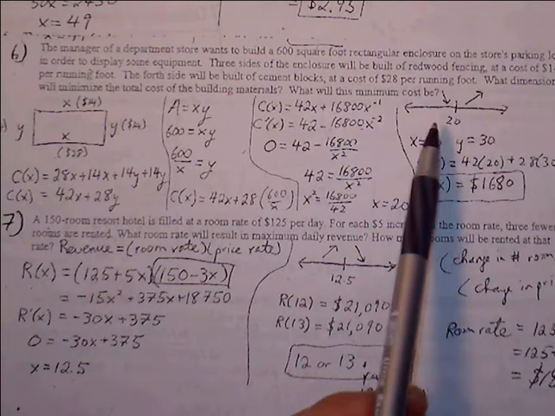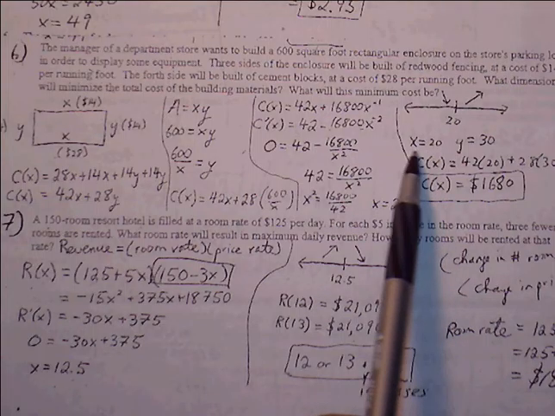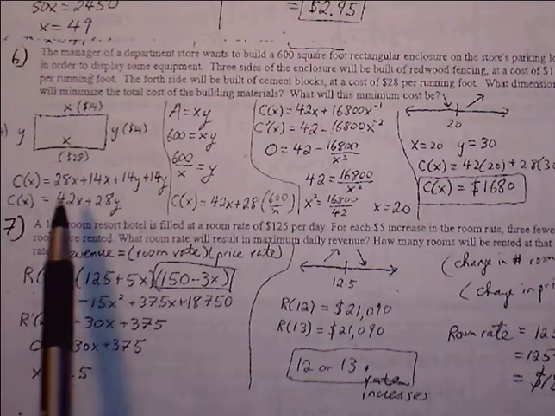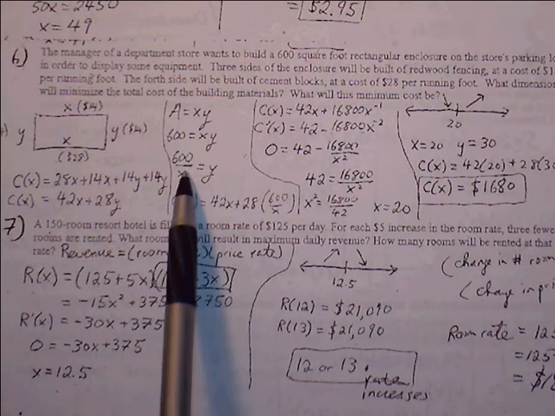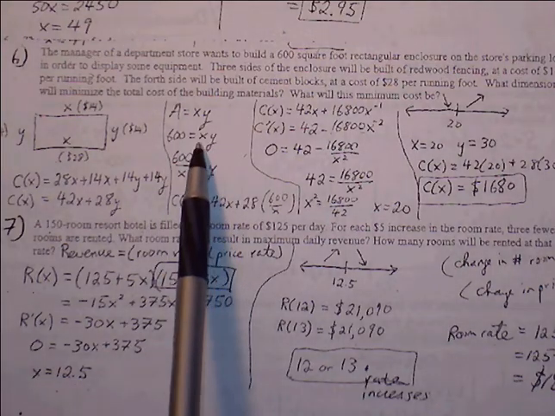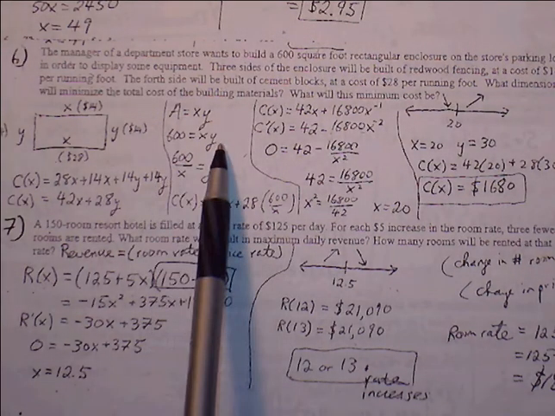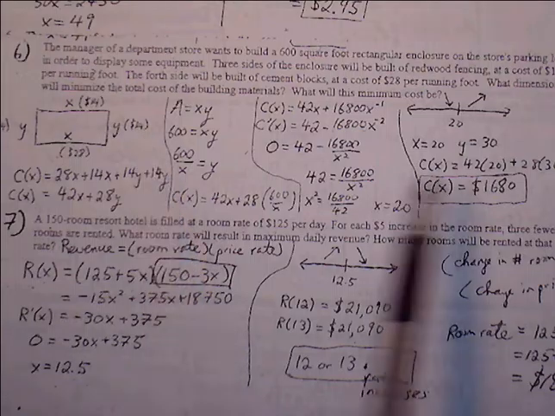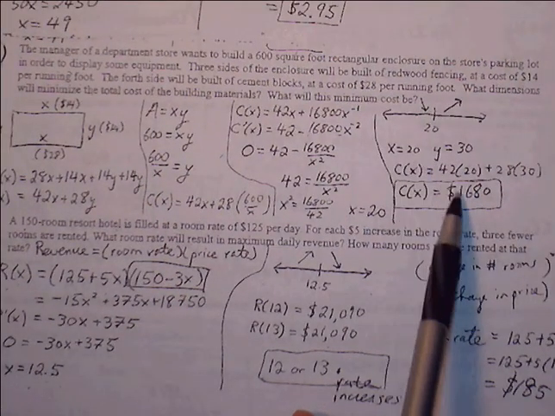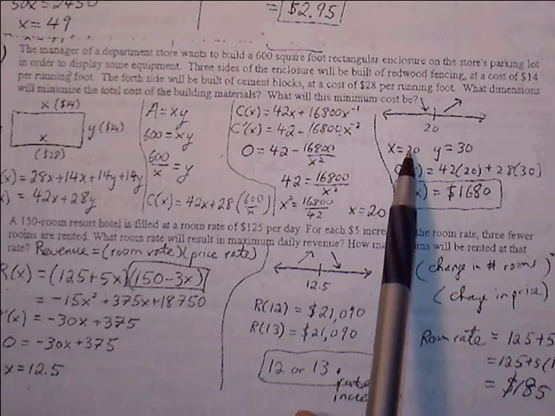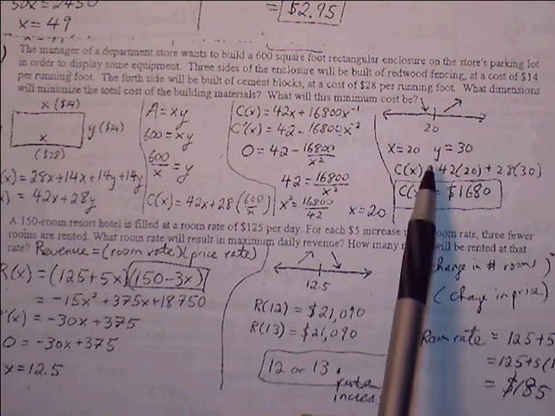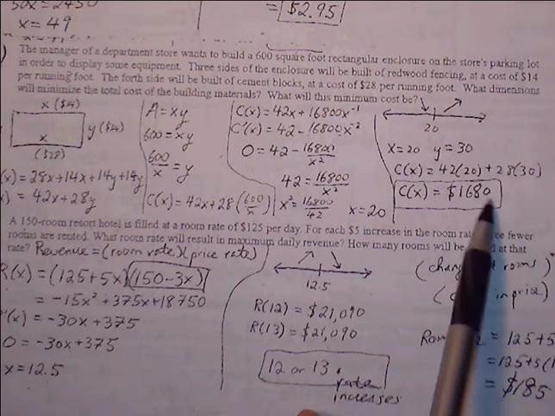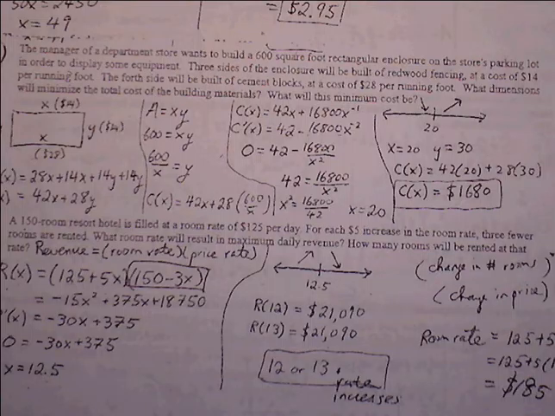So when x equals 20, this is going to be the dimension that allows the cost to be at a minimum. If x is 20, we can solve for y. We know the area equation is 600 equals xy. Replace x with 20 and solve for y, so y must be 30. So the dimensions are going to be a length of 20 and a width of 30. And then finally, to find the minimum cost, we can just plug these optimal dimensions into the cost equation: 20 in for x, 30 in for y, and the minimum cost will be $1,680.